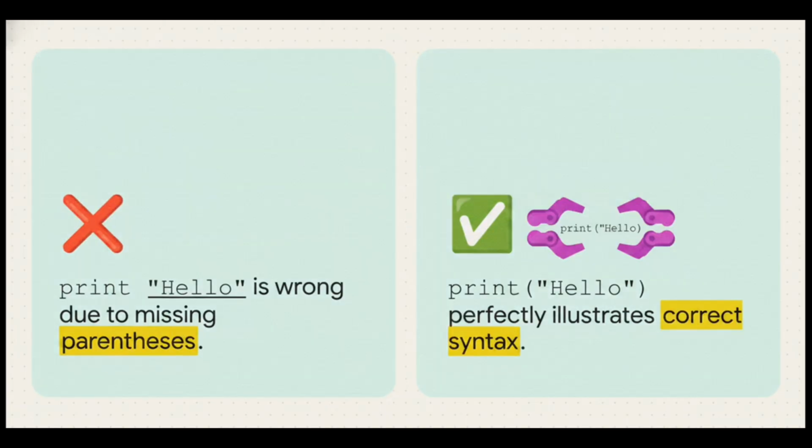Now, what's really interesting about this slide is how we handle parentheses. If you write the word print, leave a space, and then type hello in quotes, well, modern Python is going to throw an error at you. The print function absolutely requires parentheses so it knows exactly what it's supposed to act upon. Always double-check that you're using the correct syntax by wrapping your text in both quotes and parentheses.